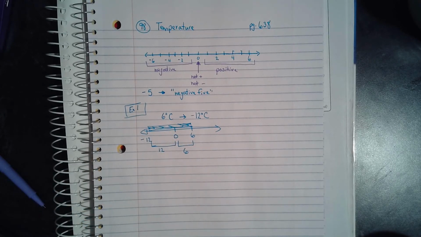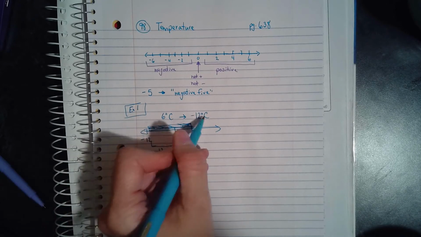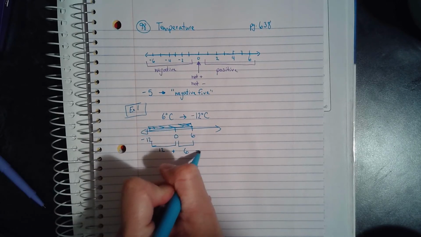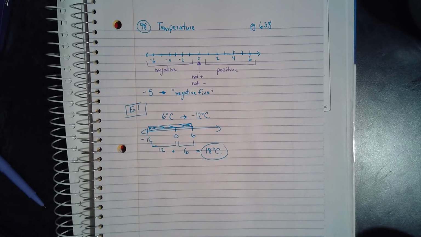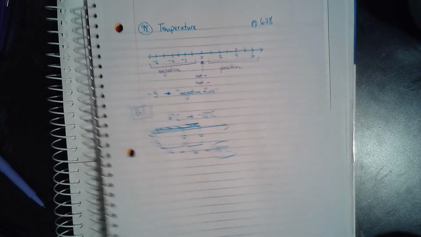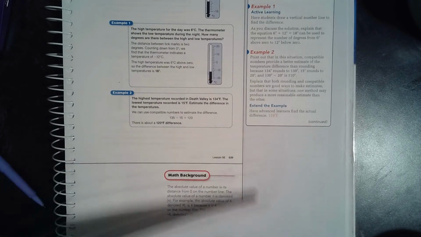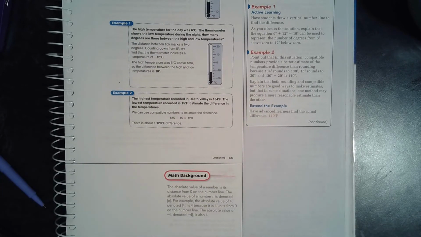So there are 18 degrees from 6 degrees Celsius to negative 12 degrees Celsius. So the amount of change is 18 degrees Celsius. That's how much the temperature dropped. It dropped 18 degrees Celsius.